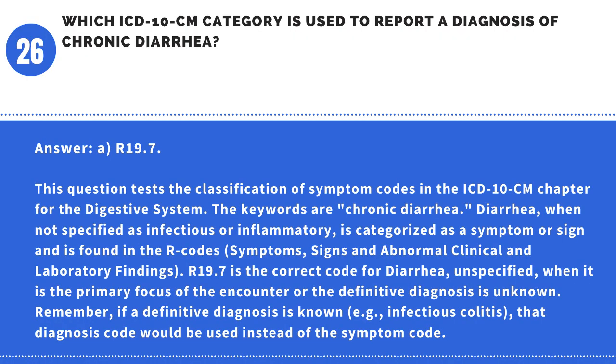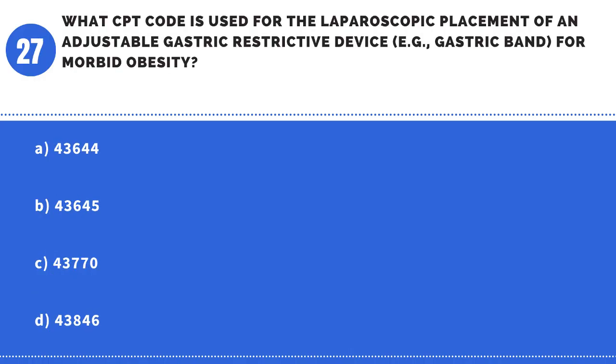R19.7. This question tests the classification of symptom codes in the ICD-10-CM chapter for the digestive system. The keywords are chronic diarrhea. Diarrhea, when not specified as infectious or inflammatory, is categorized as a symptom or sign and is found in the R codes: symptoms, signs, and abnormal clinical and laboratory findings. R19.7 is the correct code for diarrhea, unspecified, when it is the primary focus of the encounter or the definitive diagnosis is unknown. Remember, if a definitive diagnosis is known, e.g., infectious colitis, that diagnosis code would be used instead of the symptom code.